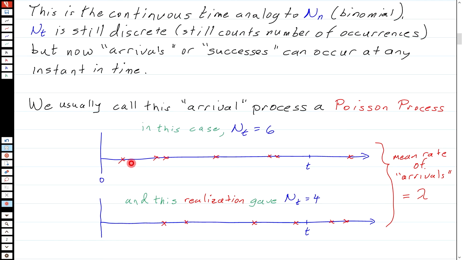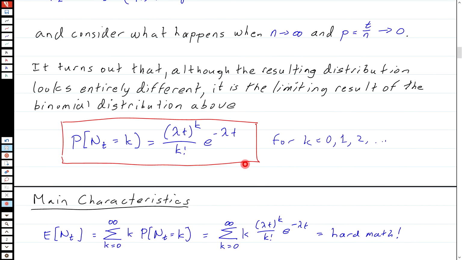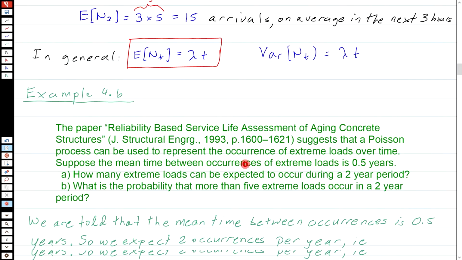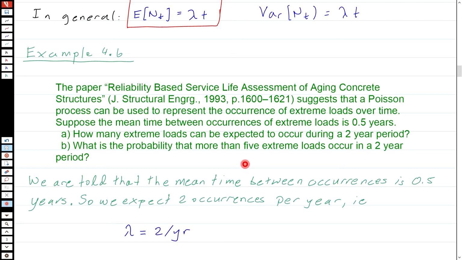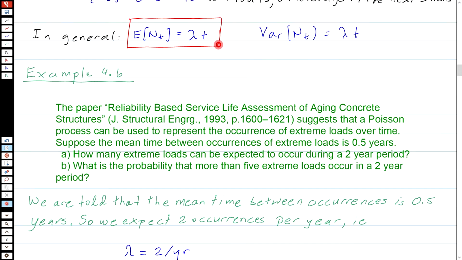So here's an extreme load, here's another extreme load, here's another, and so on and so forth as a function of time. And the number of those occurring in any time interval is given by the Poisson distribution that we just covered. Suppose the mean time between occurrences of extreme loads is half a year.